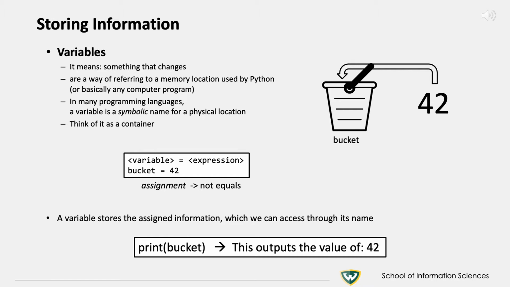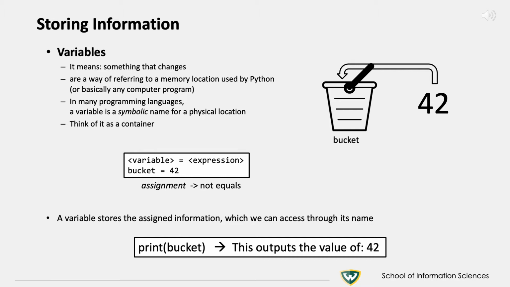What does variable mean? It means something that changes. Variables are a way of referring to a memory location used by Python, or basically any computer program. So when we define a variable, what we're doing is basically creating a map to a location used by Python where it stores something. In many programming languages, a variable is a symbolic name for a physical location. Think of it as a container.